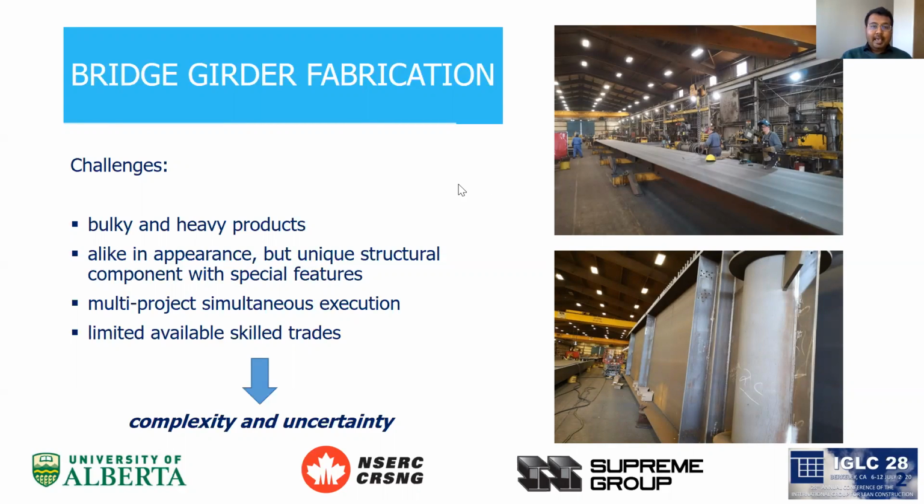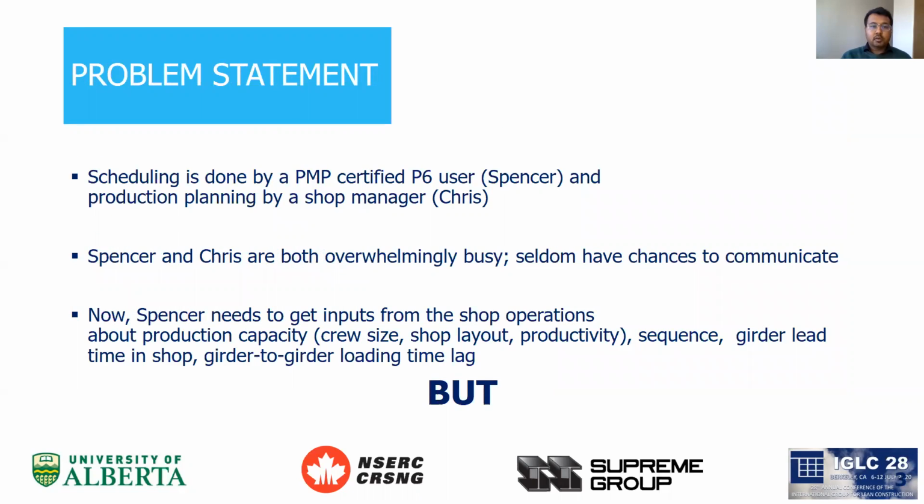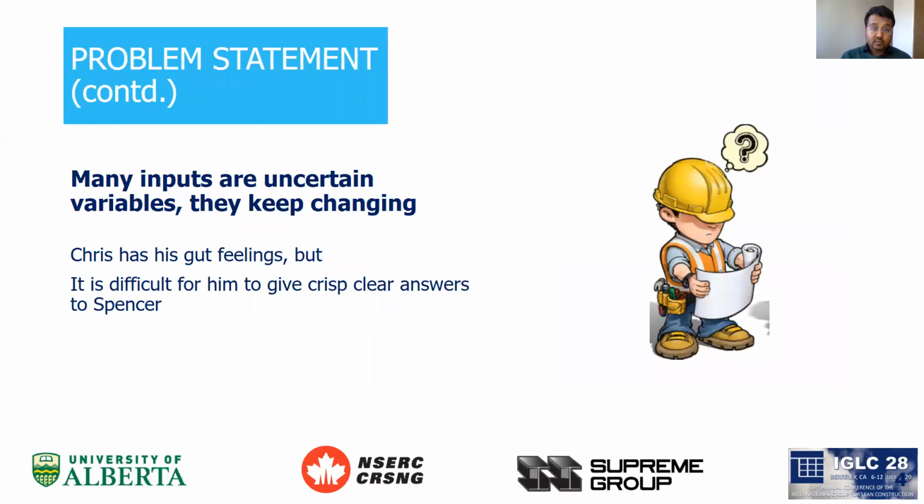So let's assume a scenario where there are two people. The name of one person is Spencer, who is in charge of scheduling, and the other is Chris, who is the shop manager. They remain busy in the shop, but Spencer needs information about the production capacity, shop sequencing and different kinds of scheduling information from Chris. But Chris knows that it's very hard for him to give this information to Spencer because most of it is continuously changing and uncertain.